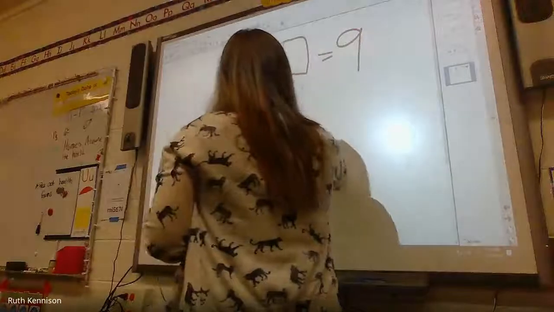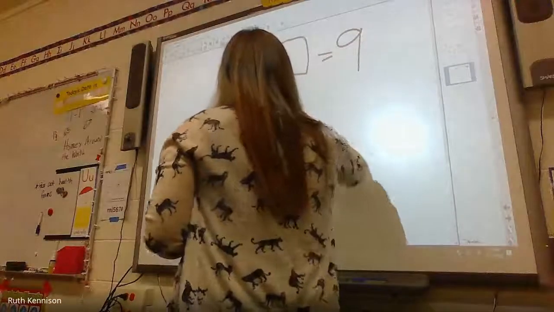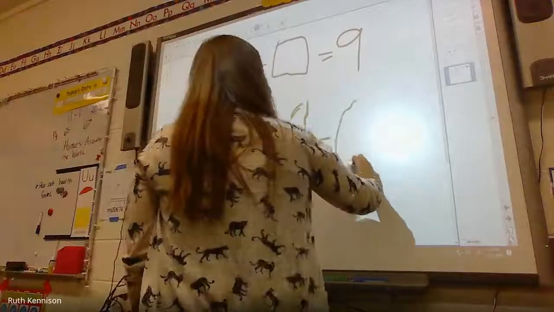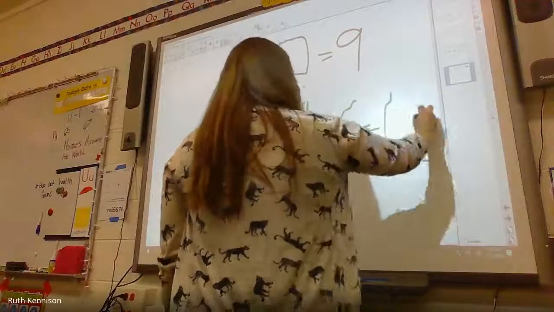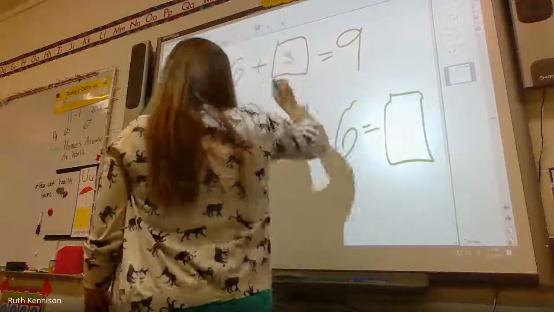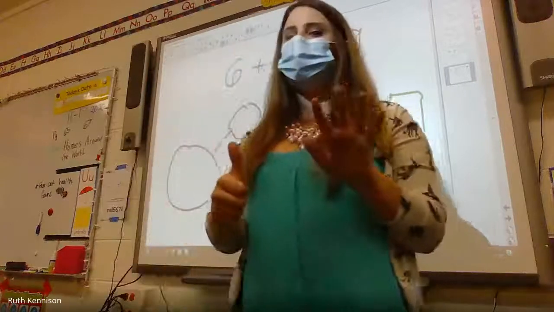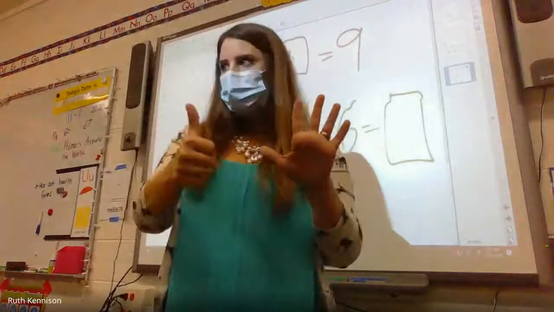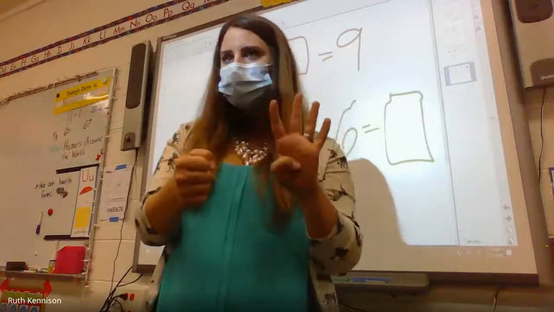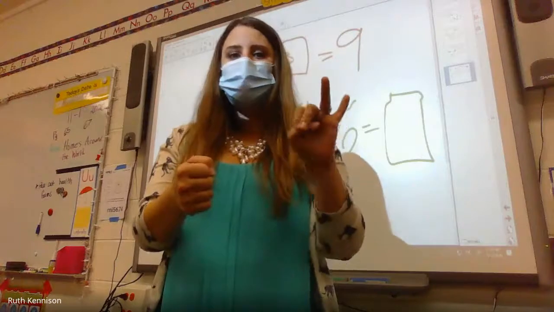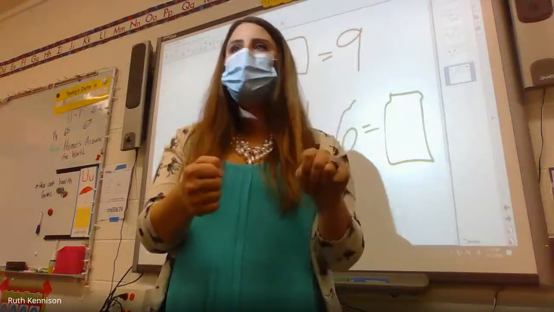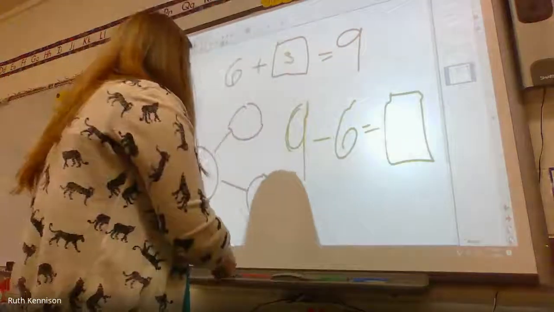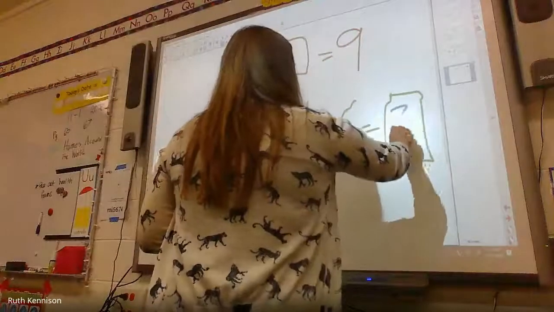Our subtraction problem would take our biggest number, 9. We'd subtract the one that we have over here. 9 minus 6 equals what? Okay, we could put 6 on our fingers. We could count, start at 9, and we go 9, 8, 7, 6, 5, 4, 3. What number do we land on? 3. Very good. These are the same numbers, so we know our answer is correct.